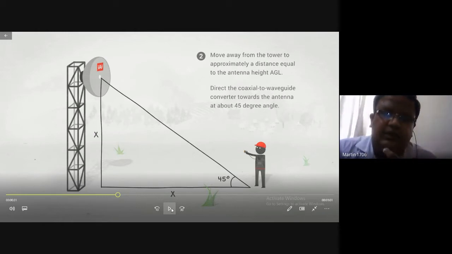For connecting your coaxial cable between any of your devices, the base station has antennas, but we deal with microwave gadgets. There we have some coaxial cable.